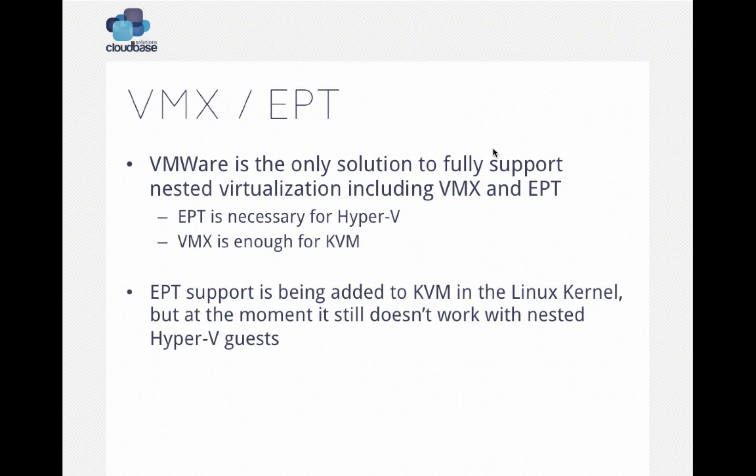VMware is the only solution at the moment to fully support nested virtualization, including VMX and EPT. Those are CPU flags, and EPT is necessary for Hyper-V as a nested hypervisor. VMX is enough for KVM for the sake of it. EPT support is being added to KVM in the Linux kernel, but at the moment it still doesn't work with nested Hyper-V guests. That's the main reason why we decided to start with VMware as a virtualization solution.